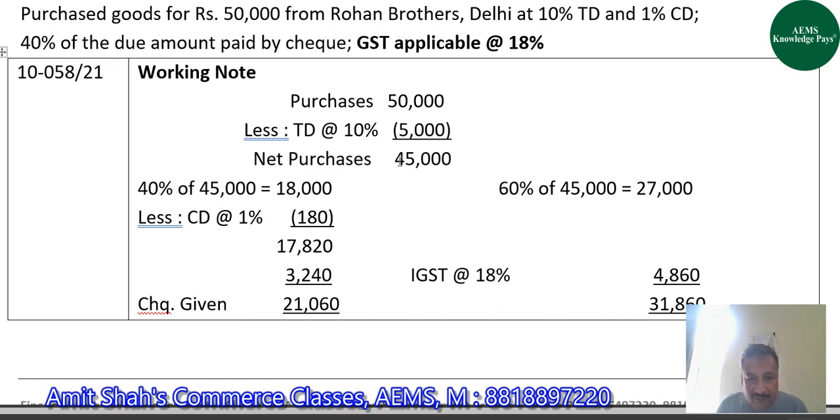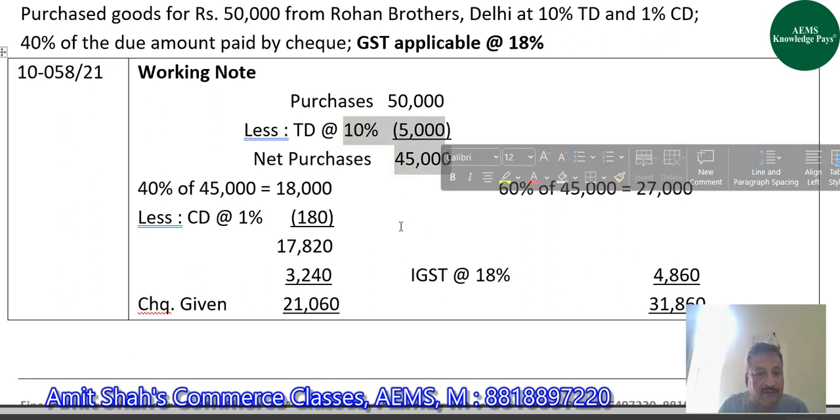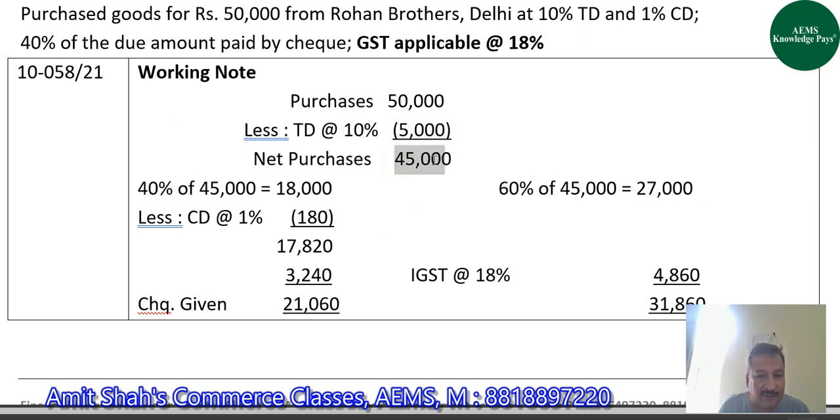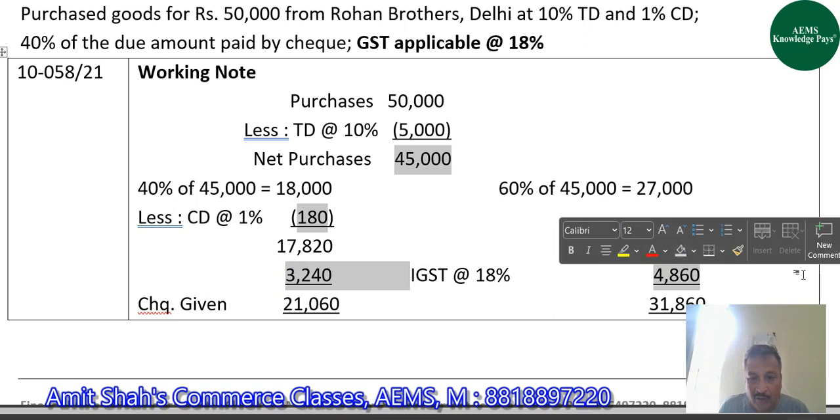So now we have to record this transaction. We will debit purchase account with 45,000. That is the amount after trade discount. You know that trade discount is not recorded anywhere. So we will debit purchase account with 45,000, right? We will credit discount received with 180. We will also debit input IGST account with the total of these two.